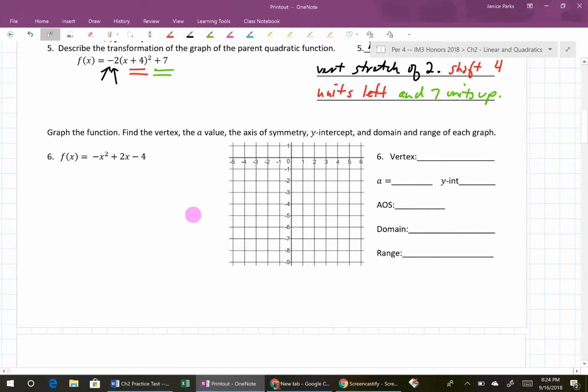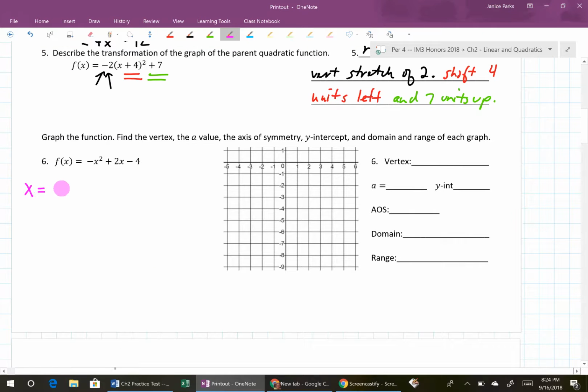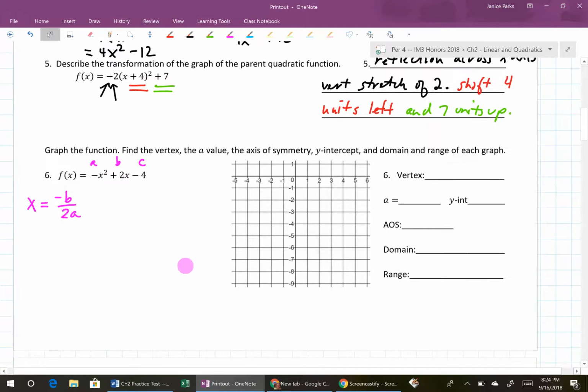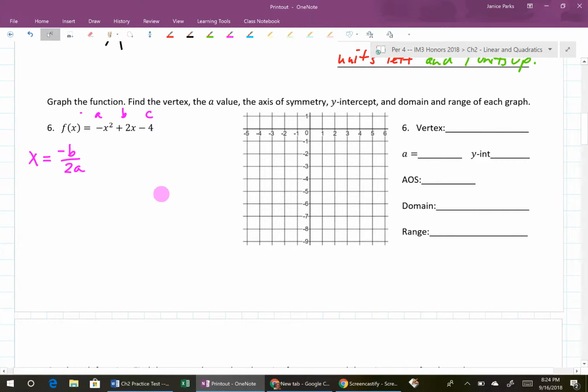For number 6, this equation is in standard form, because it's all multiplied out. So the first thing you have to do when it's in standard form is to find the x value. So the x value is always negative b over 2a. This is a, this is b, and this is c. A, b, and c are coefficients. They're whole numbers. So the a value is negative 1. The b value is 2. The c value is negative 4. The c value in standard form also represents the y-intercept. So the y-intercept is negative 4. So it does go through negative 4 on the y-axis.